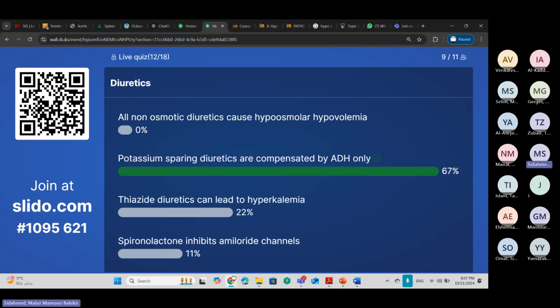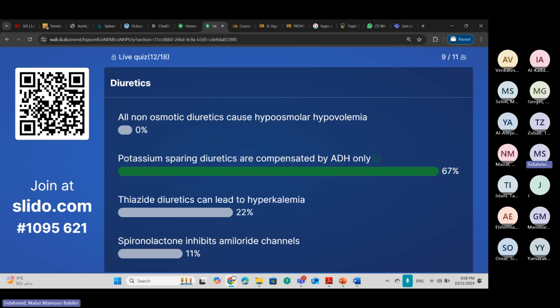Do you know the mechanism of potassium-sparing diuretics? It's either an antagonist of aldosterone or it inhibits the epithelial sodium channels. So it blocks mainly the action of aldosterone. So it just makes sense that it cannot be compensated by aldosterone. It's only compensated by ADH. That's really the explanation.